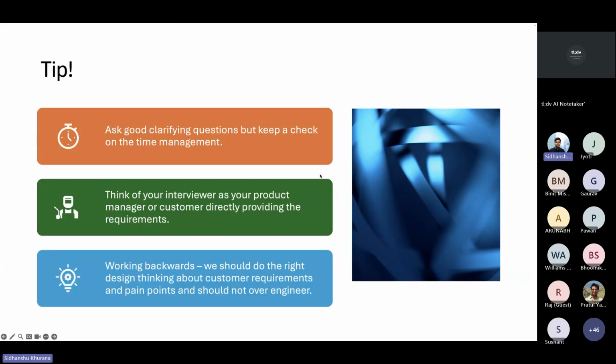Okay, some of the tips. Ask good clarifying questions, but keep a check on time management because your interview is generally, I would say, 45 to 50 minutes when you talk about system design. Think of your interviewer as your product manager or a customer directly providing the requirements. And we have to work backwards. We should do the right design thinking about the customer requirements and pain points and should not over-engineer the solution.